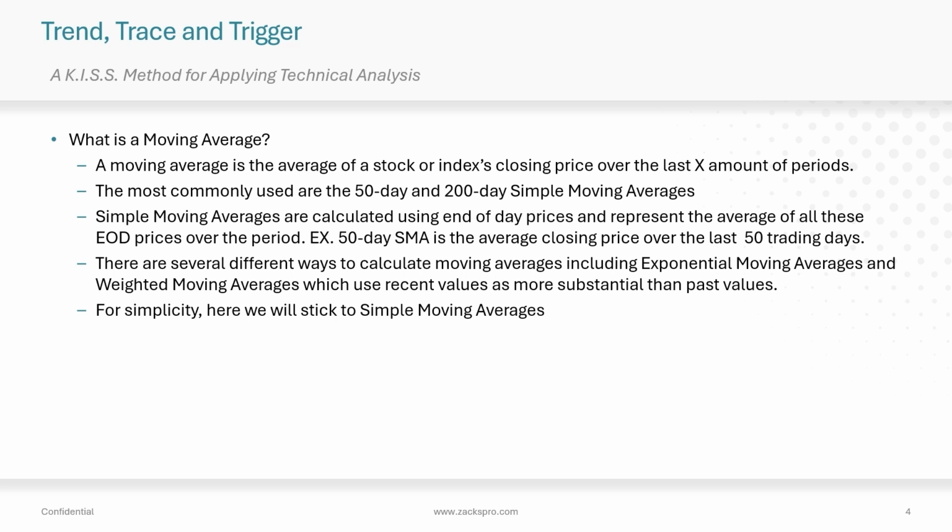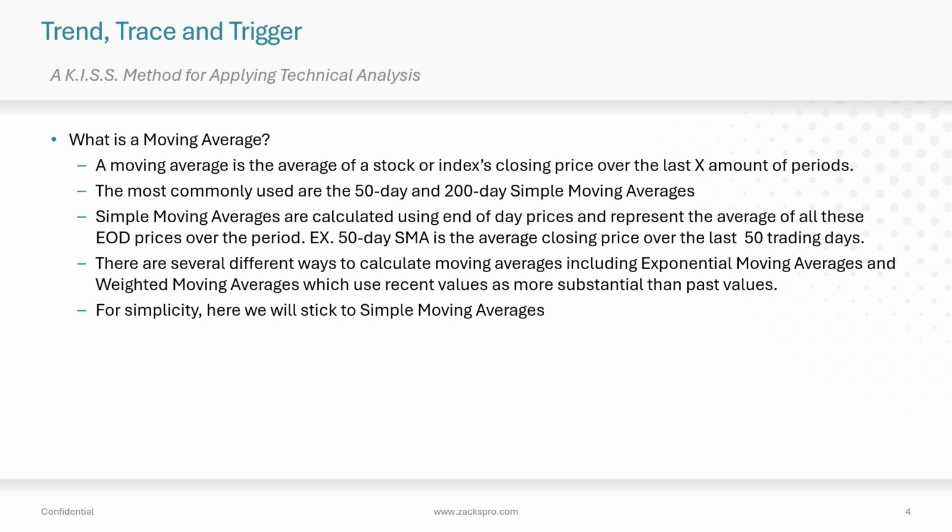But when we're talking here and we're looking at charting over the long term, I'm talking about days. We look at our daily charts, and these are all moving averages applying to those days. So the most commonly used are the 50-day and the 200-day simple moving average. So simple moving averages are calculated using end-of-day prices and represent the average of all these end-of-day prices over the period. For example, a 50-day SMA is the average closing price over the last 50 trading days.